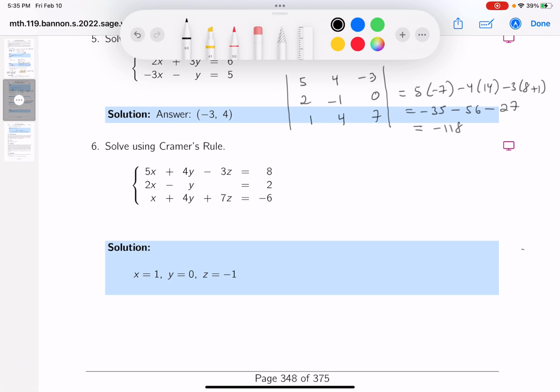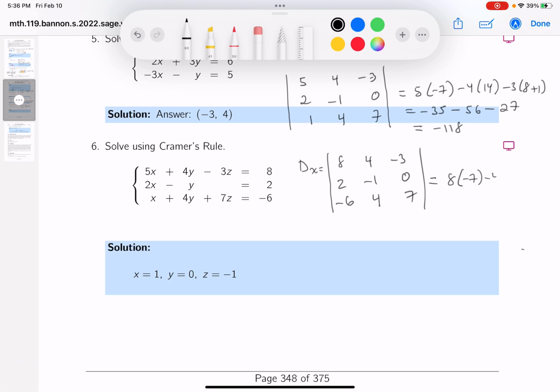Now I got to do dx now. And what's dx going to be? In the column of x's, what I write down is the constants, which are 8, 2, minus 6. And then the y's I put down 4, minus 1, 4, minus 3, 0, and a 7. And what do you get over here? Well, let's write down. You get 8. And then you get minus 7. The 0 I'm not going to write down, by the way.